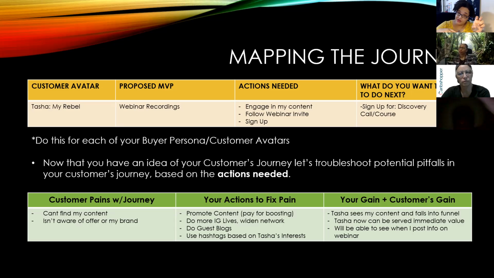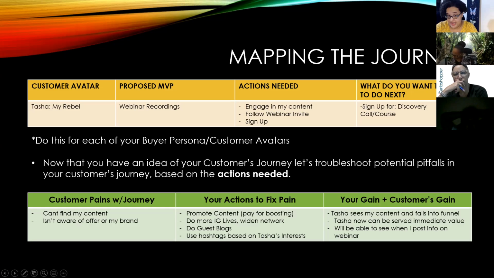Now, once you have an idea of what the journey is from point A to point B, we know who we're talking to, what the MVP is, the actions needed for them to actually get the MVP, and then we know the final step that we want them to make, the final upsell, right? Now we have to troubleshoot any potential pitfalls that this individual may fall into on this journey. Just to cover all bases, because what ends up happening is when you put out something and then you realize, oh crap, I didn't put the call to action in this slide, or I didn't have this here. This helps you to solve those problems ahead of time.